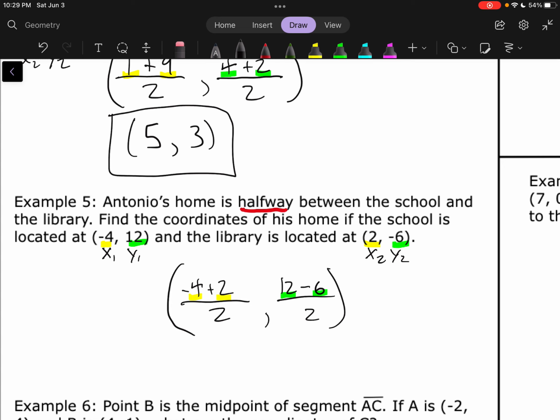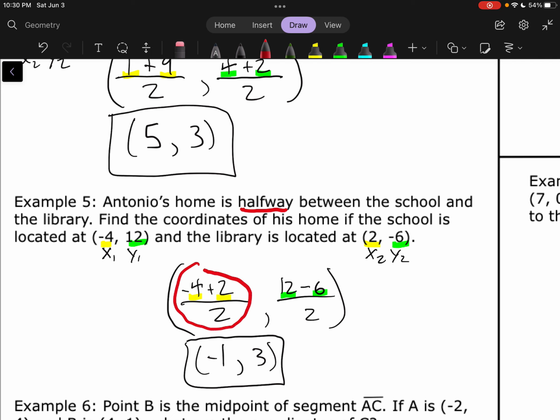And let's practice our mental math, huh? -4 plus 2 is -2. -2 divided by 2 is -1. And then 12 minus 6 is 6. 6 divided by 2 is 3. So my answer is -1, 3. Now, just as a reminder, if you don't trust your mental math, you can always just type this in to get -1, and then type this in your calculator to get 3. You can always do that.